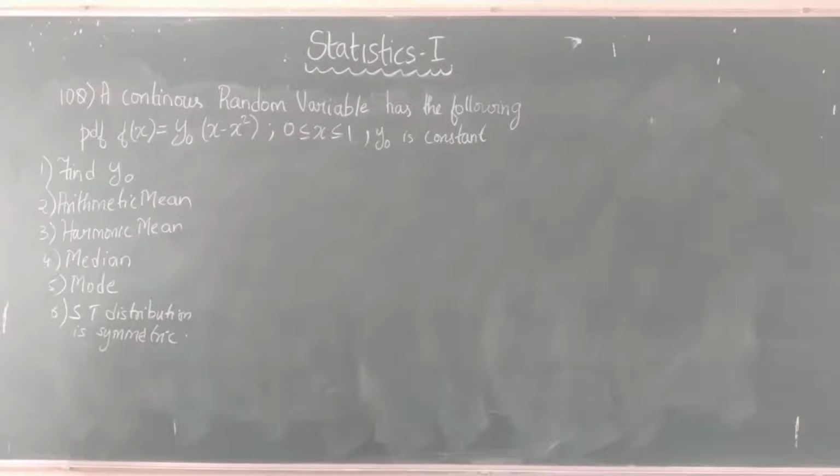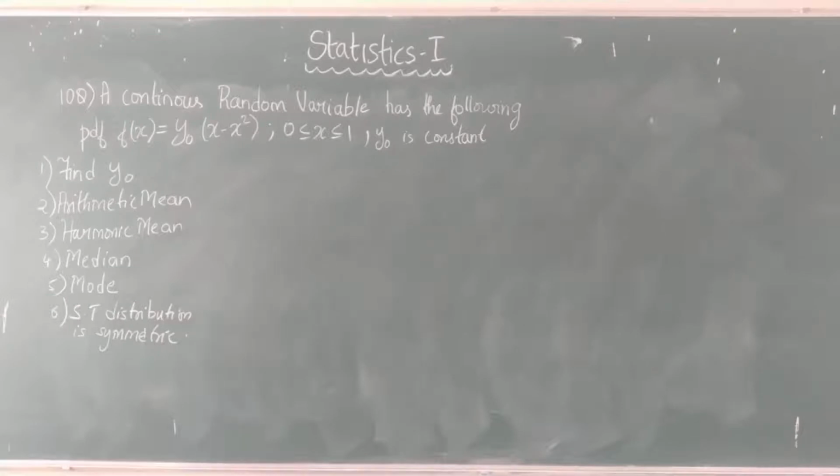So how do you prove that it is a symmetrical distribution? What is the condition for symmetric distribution? Mean, median and mode should be equal. So in the second bit we will find the mean, in the fourth bit we will find the median, and in the fifth bit we will find the mode. If these three are equal, then we say that it is a symmetrical distribution.